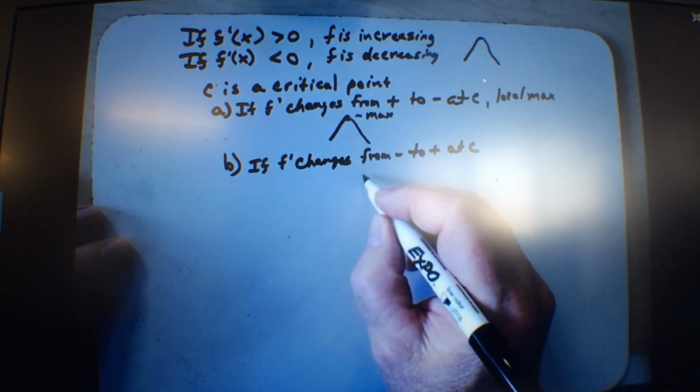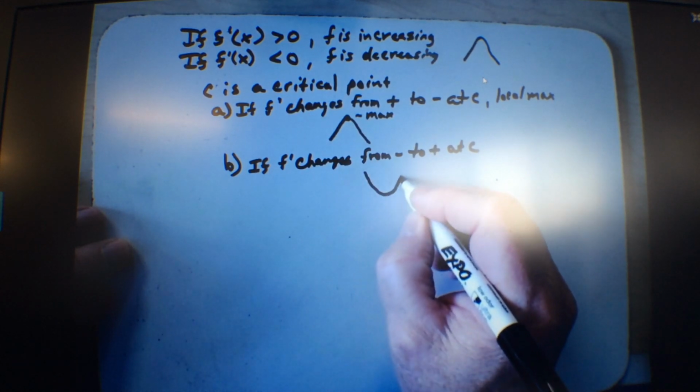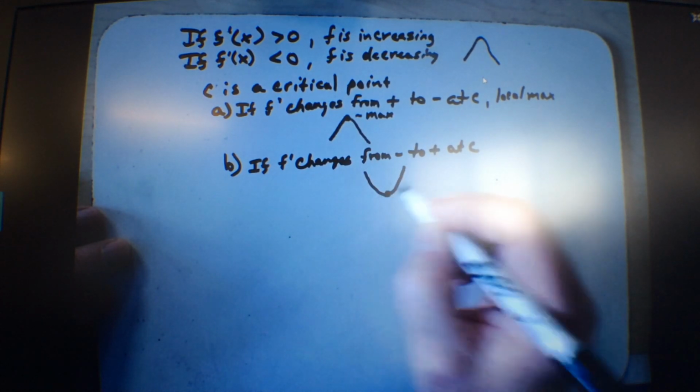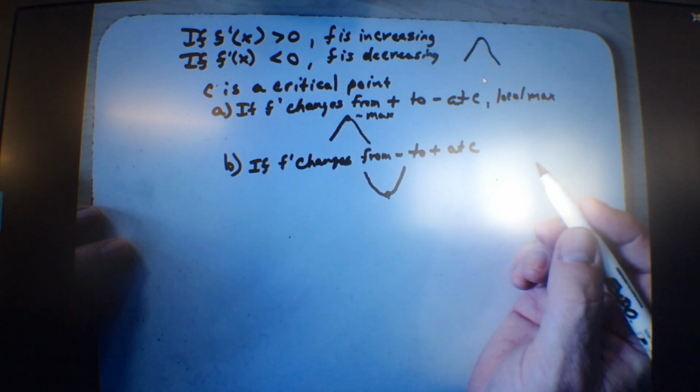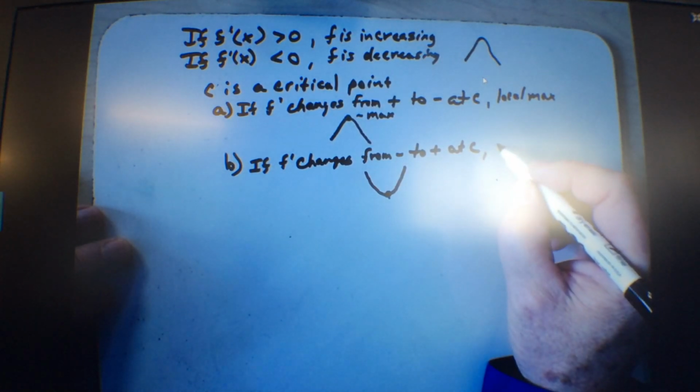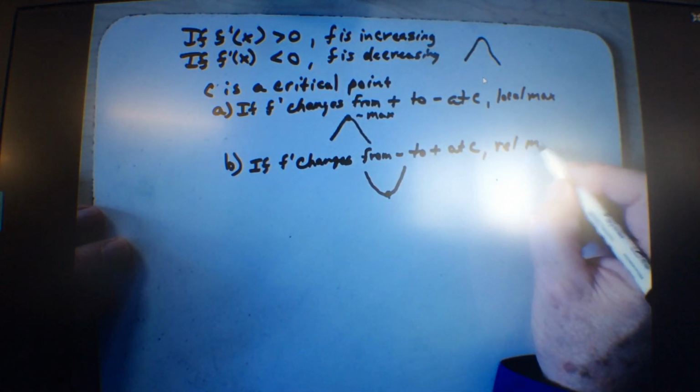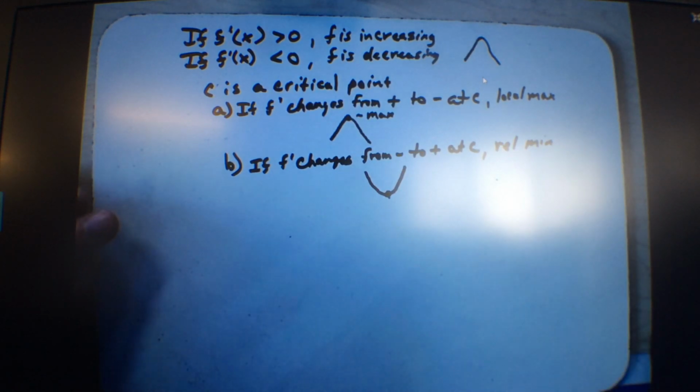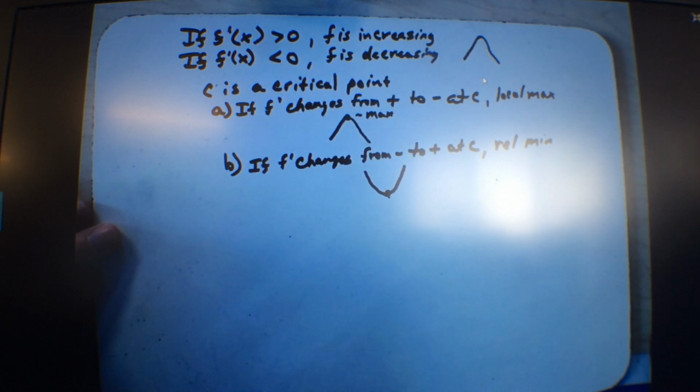All right, now what happens if the f prime changes from negative to positive at C? So it's coming down, right? And then all of a sudden it's going back up, the slopes. At that critical point it changes. Relative. All right, and I'm going to use relative minimum instead of local. I prefer relative, honestly. Same thing though, right? It is the same exact thing.